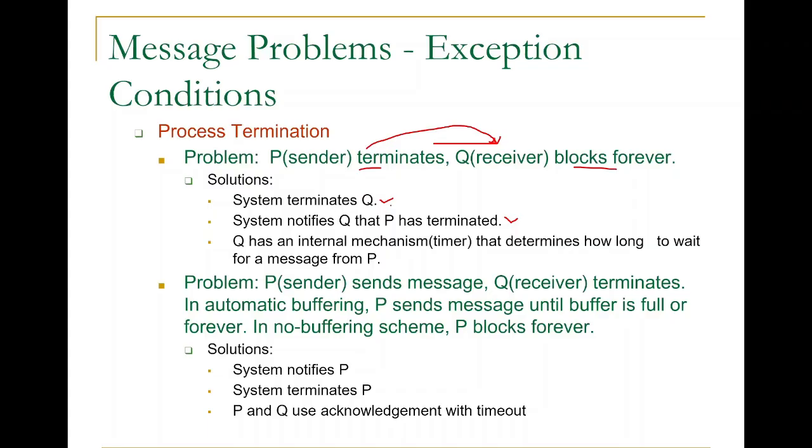You first of all terminate P. Then the system notifies Q that P has terminated. Q has an internal mechanism or a timer that determines how long to wait for a message from P. It has an internal mechanism that determines how long you wait for me. So if the time is up, automatically Q will open up. That's one way to handle such a problem.